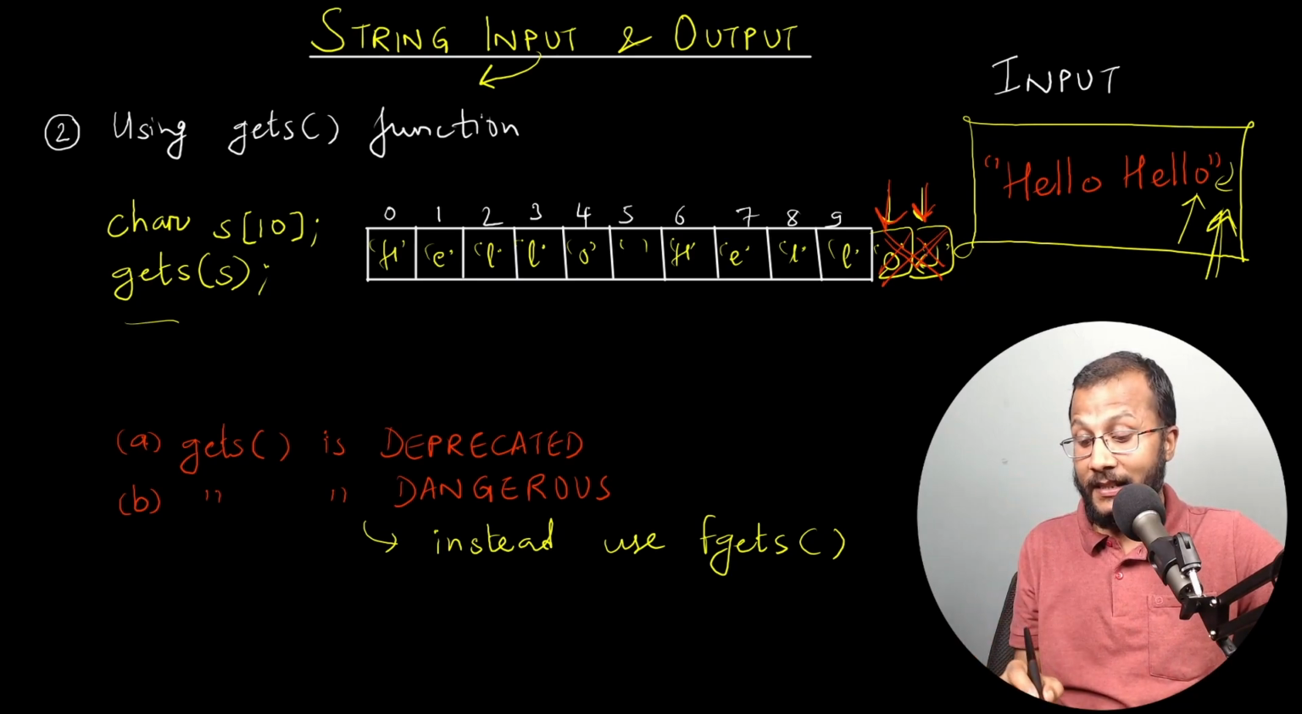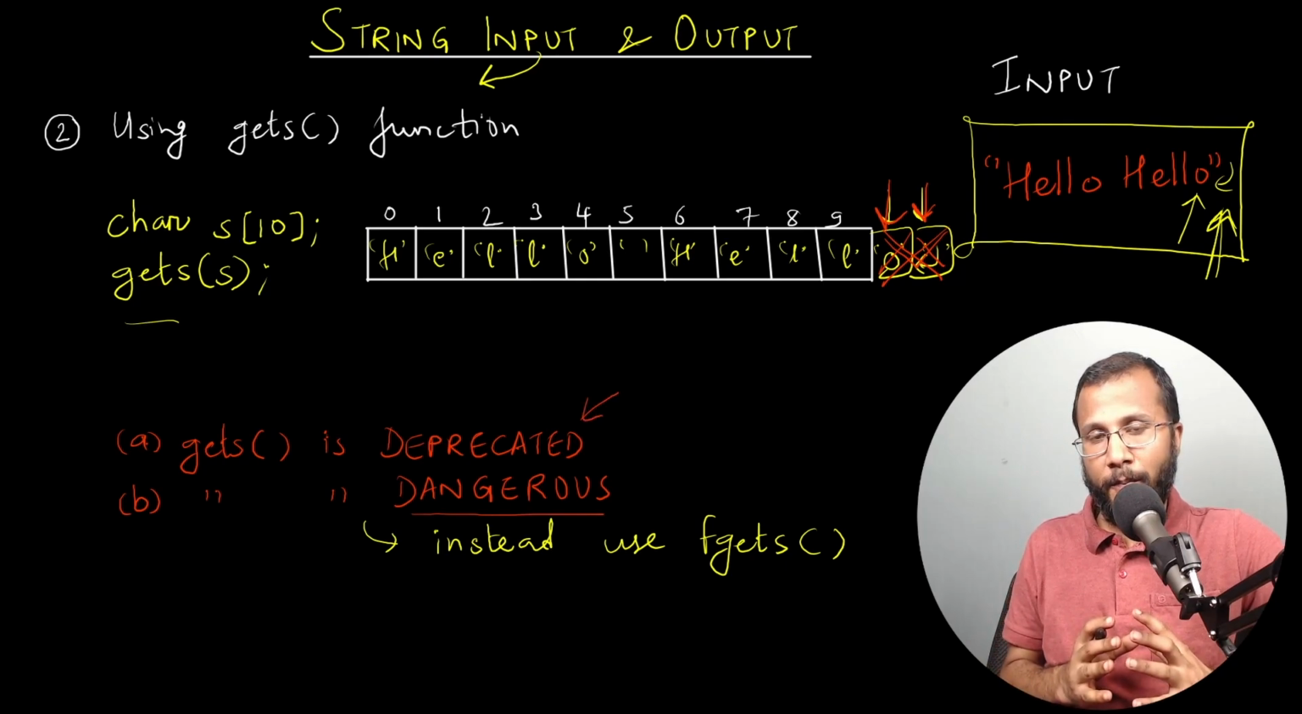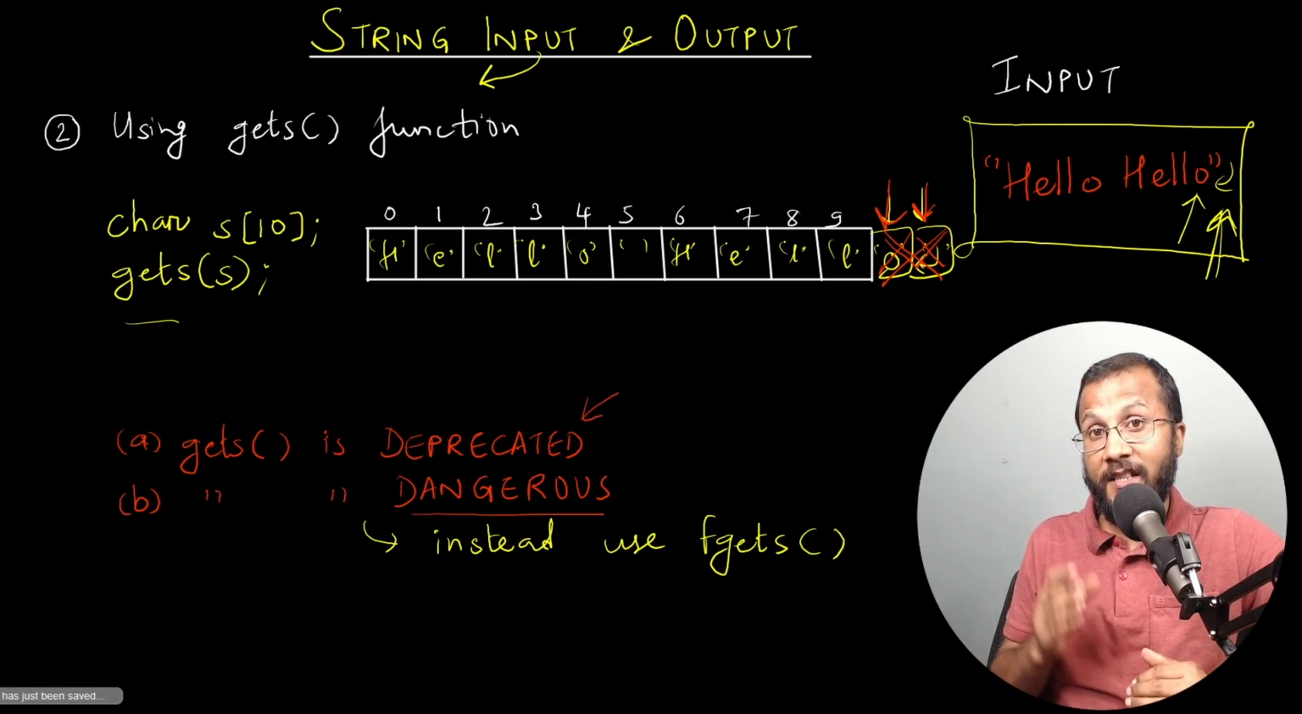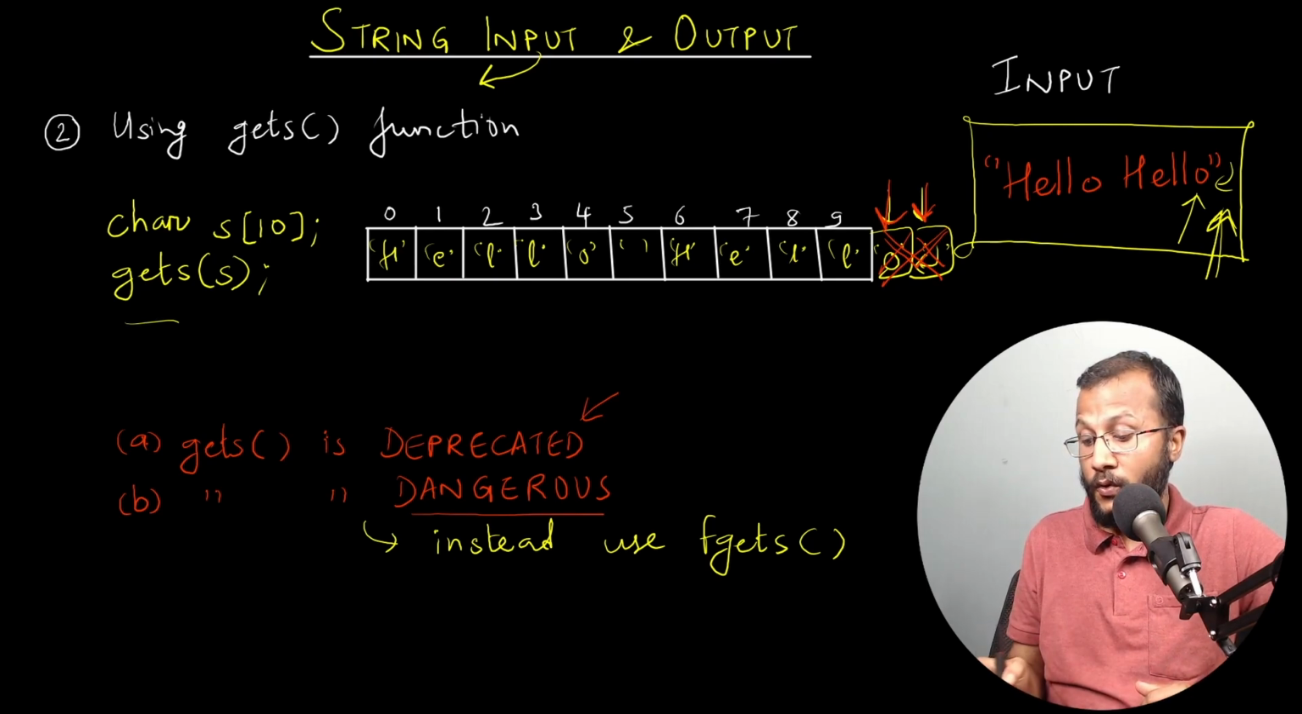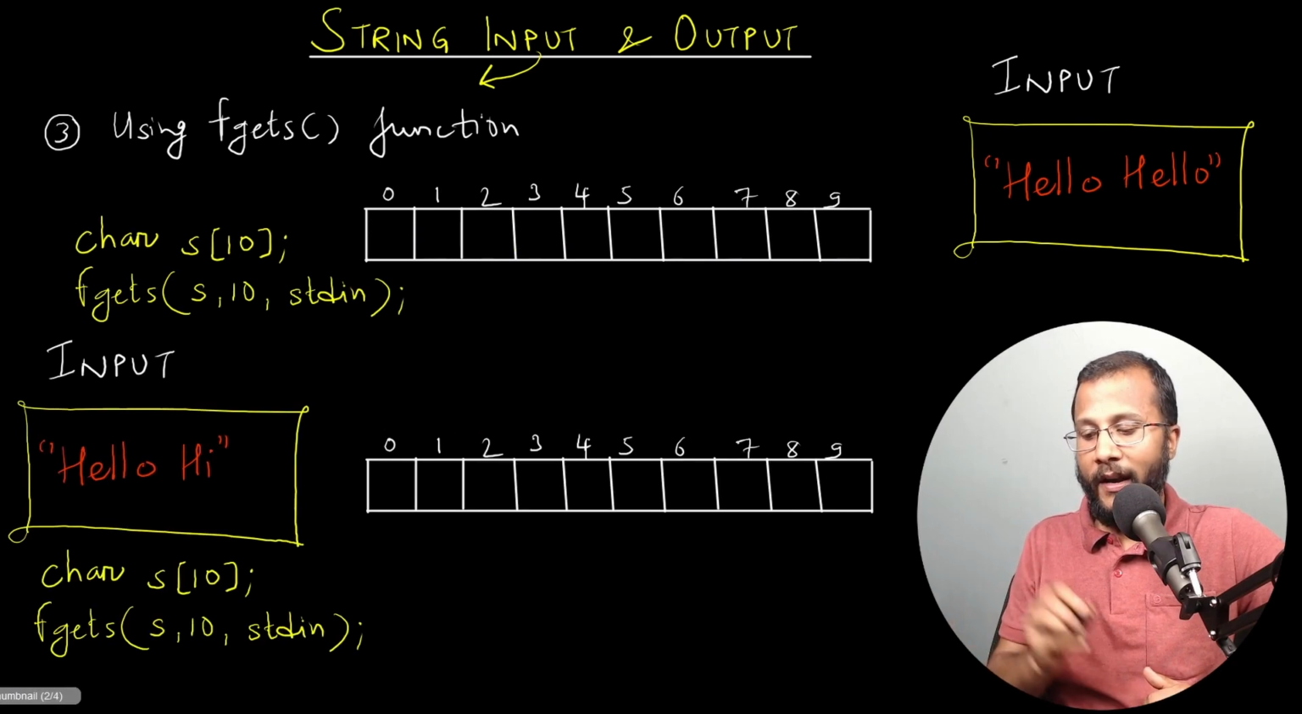Therefore gets is dangerous to use, and it is a deprecated function. Deprecated means this function is obsolete, that is, it is no longer to be used. Instead of gets, we are now supposed to use a new function called fgets, which is the improved version of gets. Okay, now let's see how fgets works.